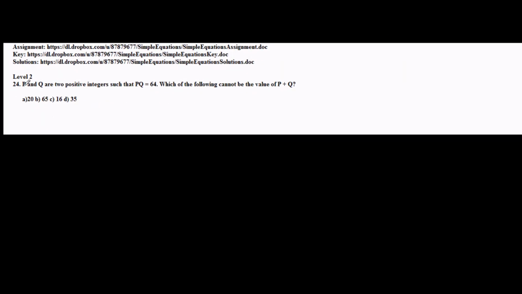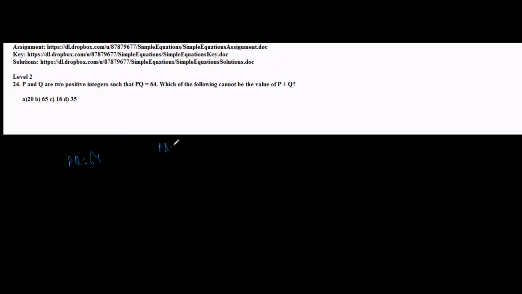Next I will be picking up a level 2 problem. It is level 2 problem number 24 in your assignment. It goes like this. P and Q are two positive integers such that PQ equal to 64. So which of the following can be P plus Q? Once again, this is not a direct question where I can form my equation and tell my answer. I have to do some trials over the question to get to the answer.